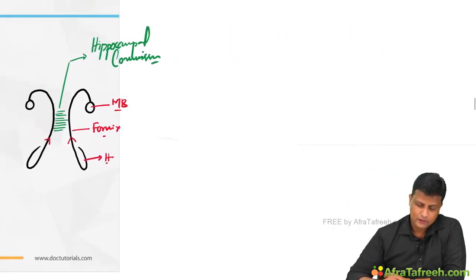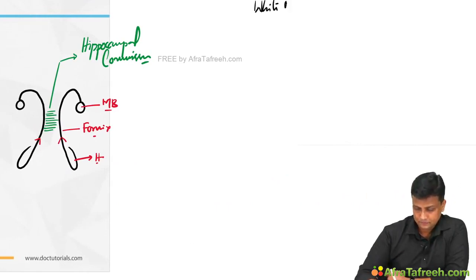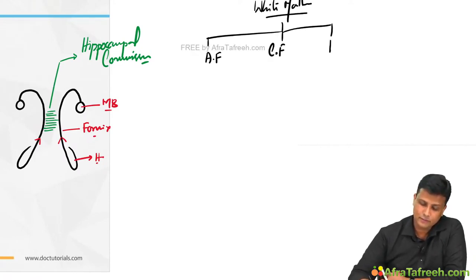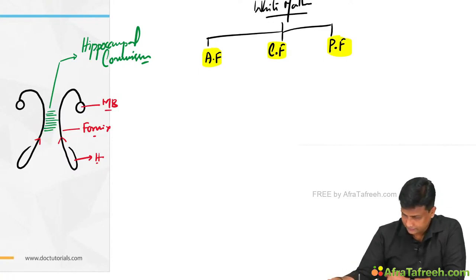Now, one more important thing here that you have to remember. I hope you have learned about the white matter. And the white matter fibers are actually divided into three categories there, guys. One will be the association fibers, another one will be the commissural fiber, and another one will be the projection fiber. We all know that very well.